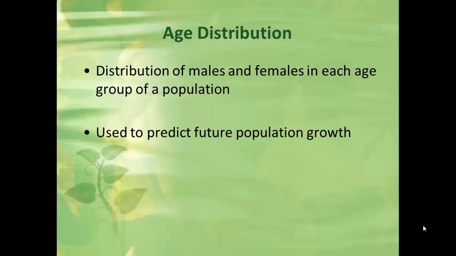When looking at population ecology, you also have to look at age distribution. This is the distribution of males and females in each age group of a population. This is used to predict future population growth.